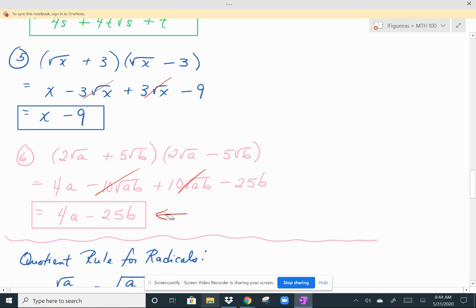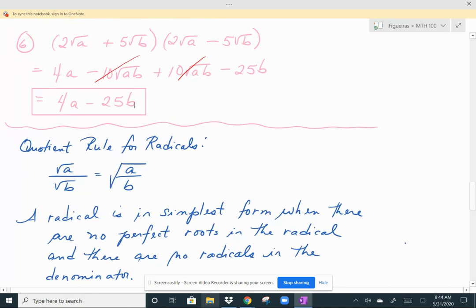Okay, so let's talk about division. First we need to understand the quotient rule for radicals. If you have root a divided by root b, that's the same as root a over b. So the whole thing ends up inside the radical instead of individually.